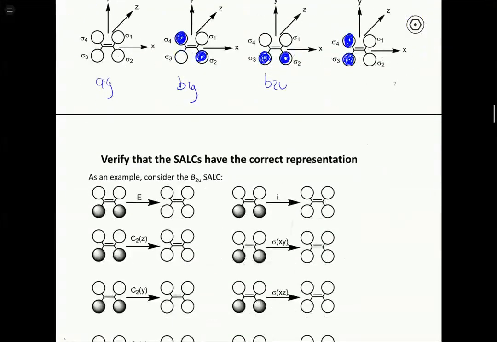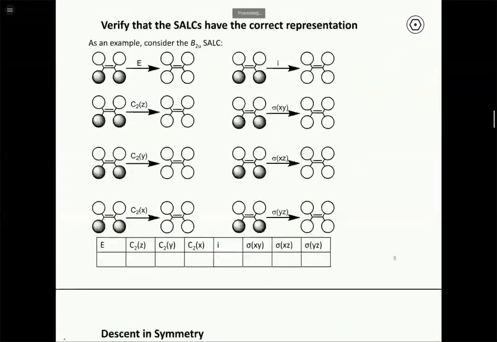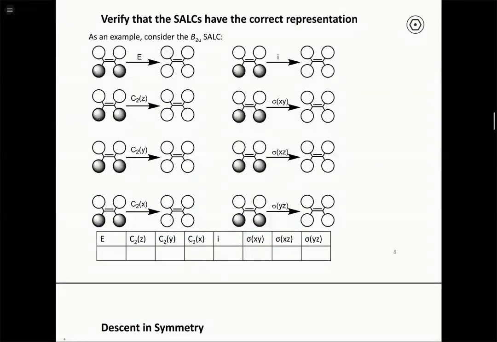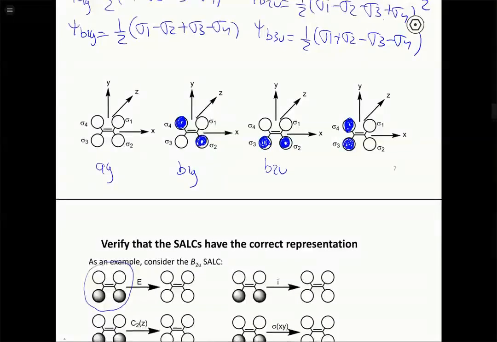One thing we can do also, we haven't talked about this yet, but it's something you should be able to do, is verify that the SALCs have the correct Mulliken symbol. So in other words, we should be able to work backwards. If I had given you this picture here, you should be able to figure out what the characters are and then match that to the character table. So if we do this for the B2U SALC that we just derived, we derived the B2U SALC here.